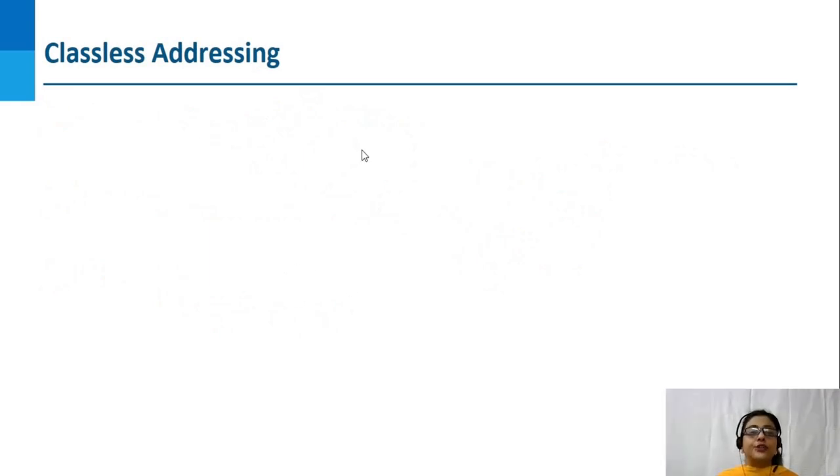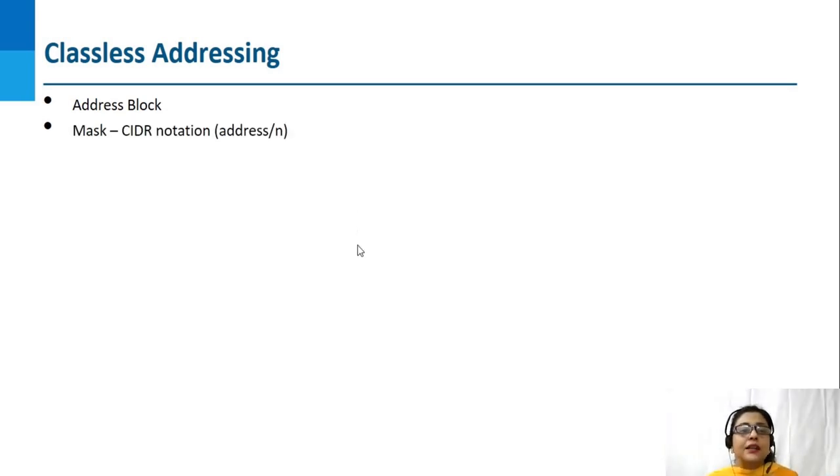Let's turn our attention to classless addressing. For classless addressing, we divide the addresses into several blocks. Masking is done in order to understand the network address, and we use the CIDR notation. CIDR stands for classless interdomain routing.